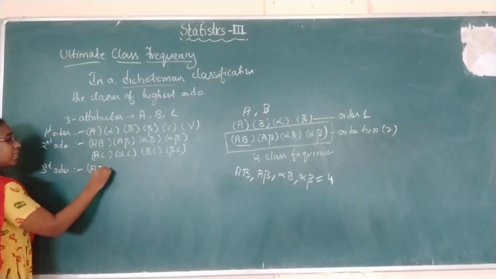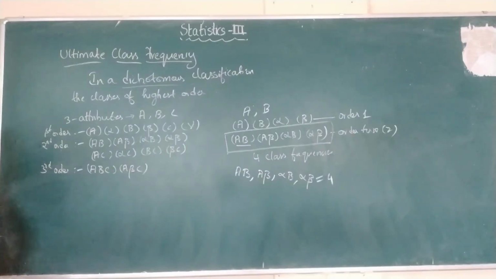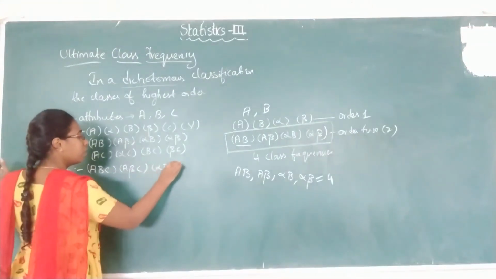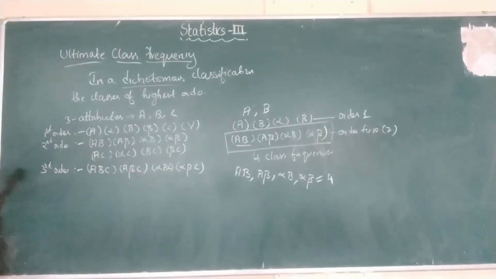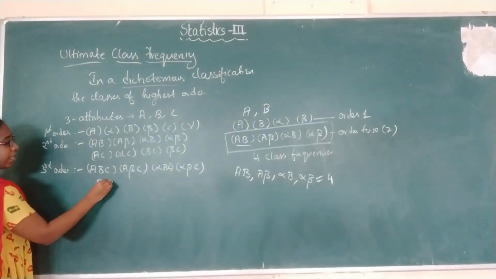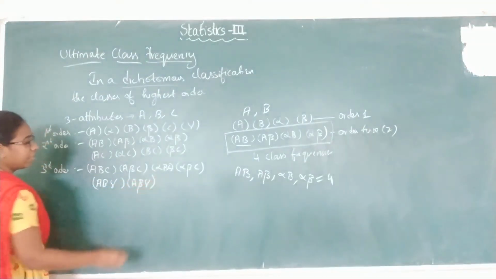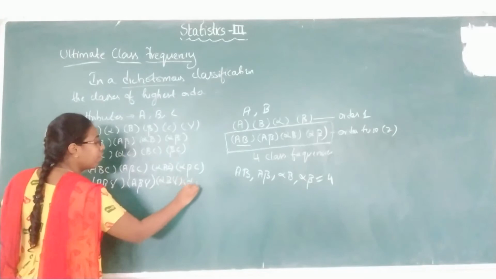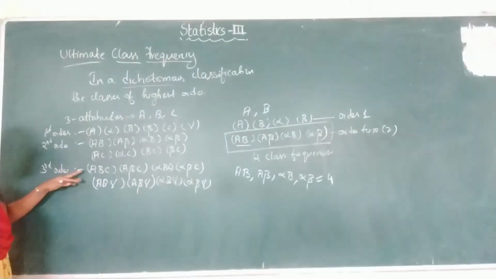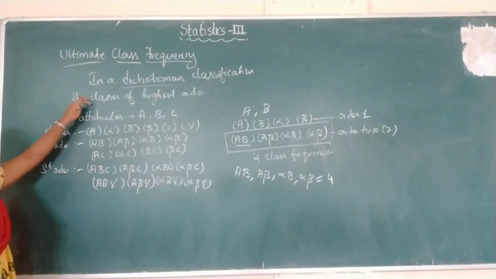First, ABC, A beta C. Similarly, next alpha BC, alpha beta C. Next, AB gamma, A beta gamma, alpha B gamma and alpha beta gamma. If you observe, these are the third order class frequencies which I get for the 3 attributes.